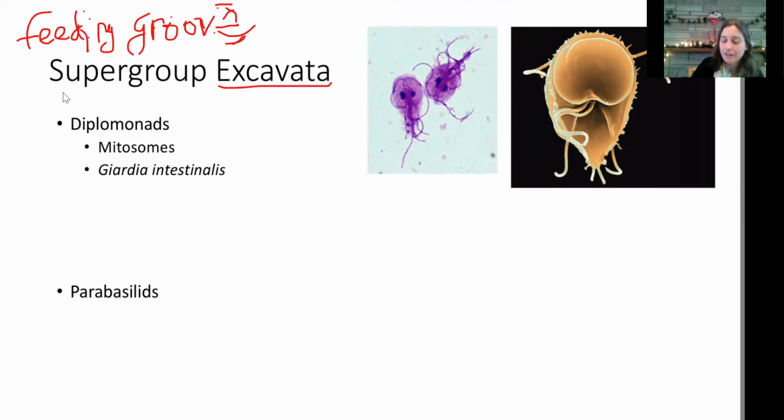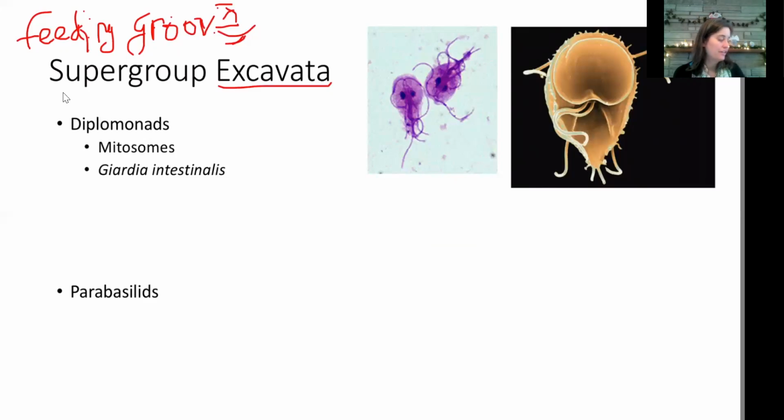They have modified mitochondria. So two of the groups have modified mitochondria, and others have flagella that are structurally different. So those are things that are helping us categorize these organisms this way.